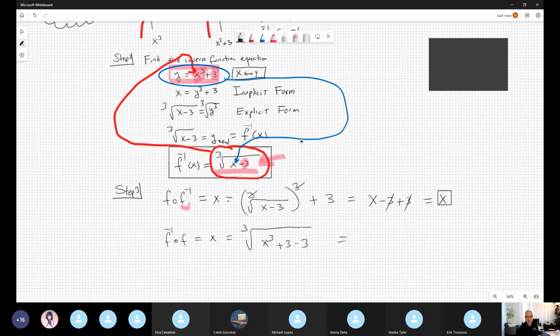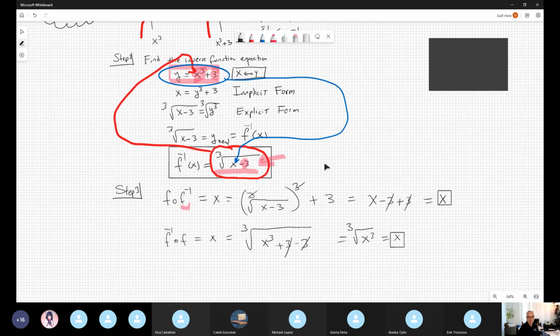In this case, similar situation happened. This 3 is cancelled. And we have cubic root of x cubic is again identity function. You see that? Okay, this is step 3.